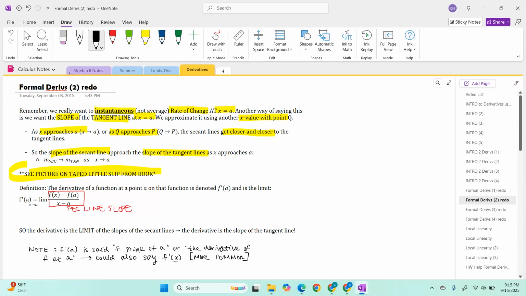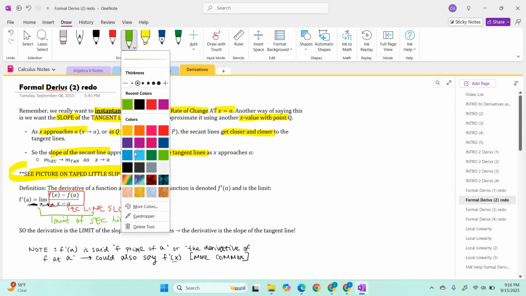Now, also, I don't know why my computer couldn't handle putting x approaches a here, because it looks weird all the way over there. Anyway, what I'm doing now is a limit of the secant line slopes. Limit of secant line slopes. And then, whoa, what is going on this side here?